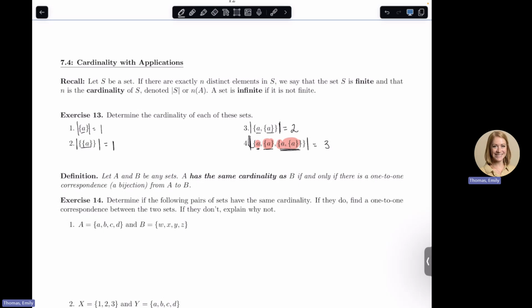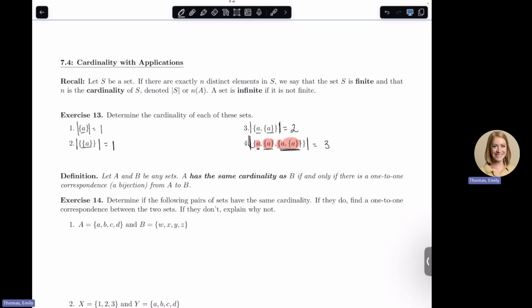So we're going to move into sets that are not finite. These are all finite sets where you can actually count. You can get a number for the number of things in this set, but we're going to do some things where we can't. So for any two sets A and B, they have the same cardinality if and only if there is a one-to-one correspondence. That's called a bijection, remember. A one-to-one correspondence means it's going both ways. It is a bijection.